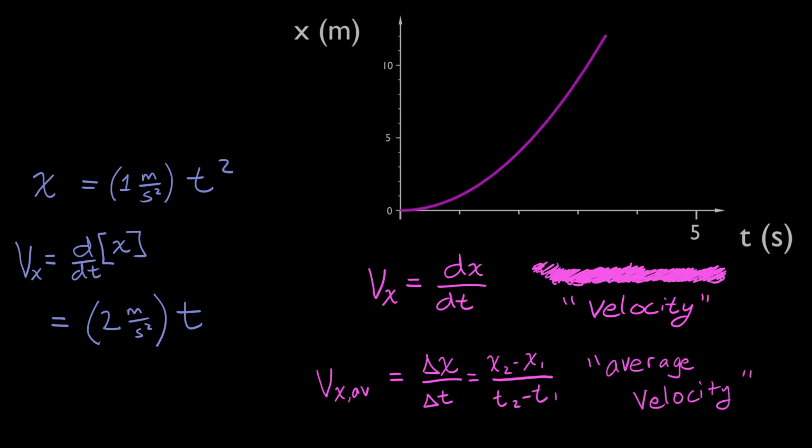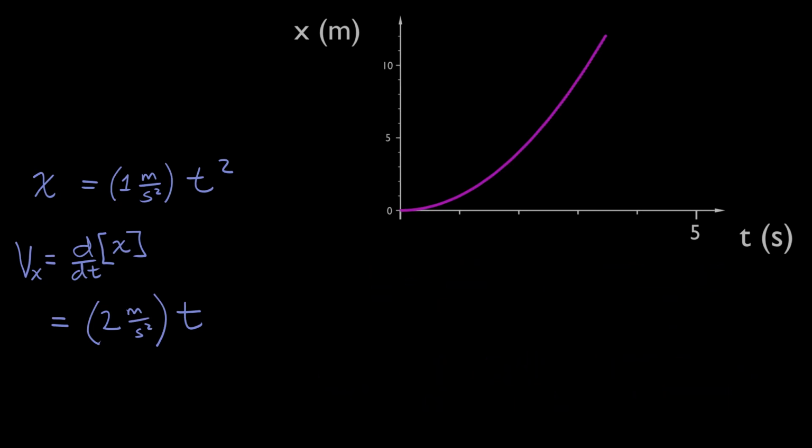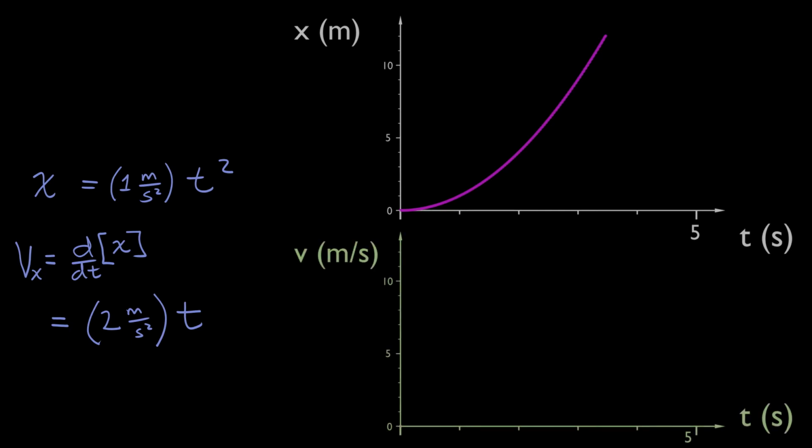Let's plot the train's velocity on a velocity time graph. Using the equation we got from the last video, Vx equals 2t, we can plot the velocity time graph. It looks like this. Cool, it turned out to be very simple. The velocity is just increasing linearly. Let's look at another example.